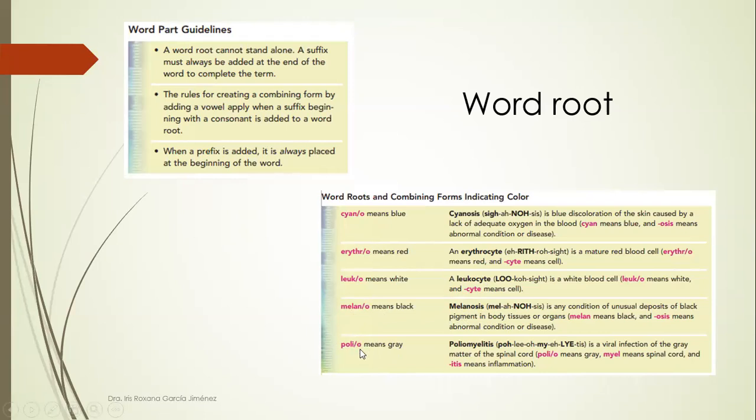Poly, we add the O: polio means gray, poliomyelitis. So you can see two suffixes combining and giving us a new meaning. We all know about it, okay?